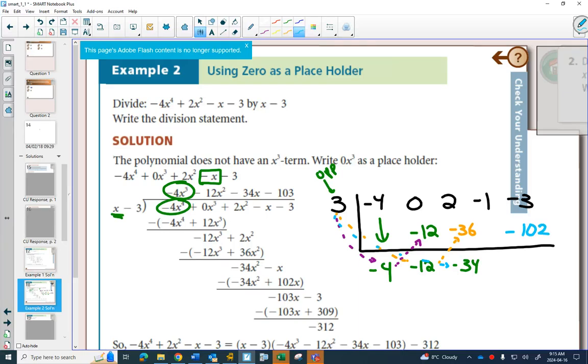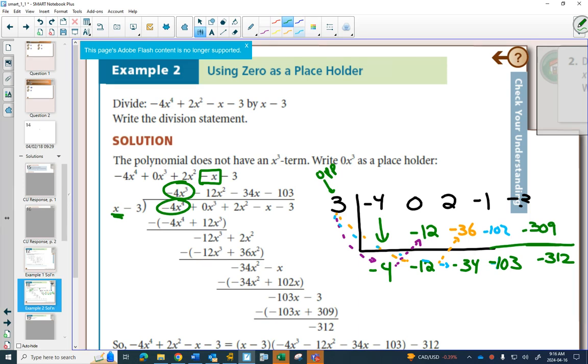Add those up again. Oh, I wrote it in the wrong spot. That's why these columns are important. Negative 102, add that to the negative 101, and I get negative 103. And again, that matches up. And one last time, I multiply the 3 by the negative 103 and get negative 309. Add that up, and I have a remainder of negative 312.